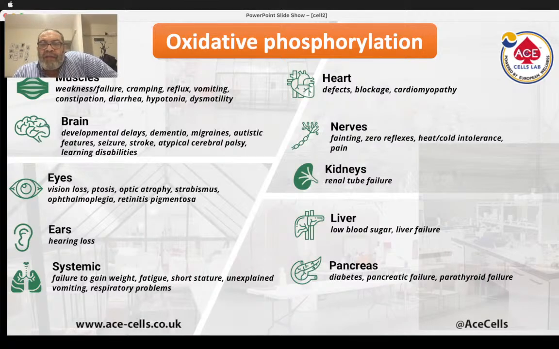Heart: defects, blockage, and cardiomyopathies. Nerves: fainting, zero reflexes, heat and cold intolerance and pain. Kidneys: renal tubular failure. Liver: low blood glucose, liver failure. Pancreas: diabetes, pancreatic failure, and parathyroid failure. Systemically, there will be general weight gain, fatigue, short stature, unexplained vomiting, respiratory problems.